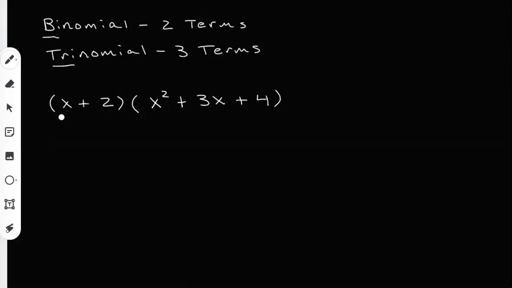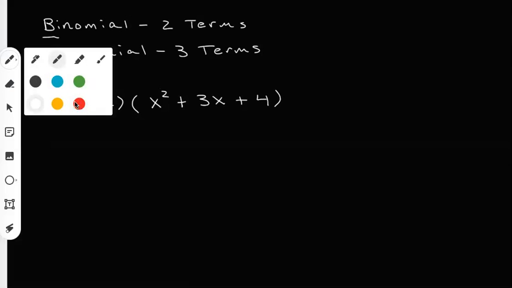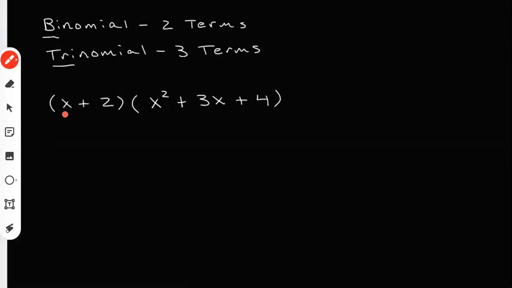So when we want to multiply these two polynomials together, what we're going to do is underline each term in the first polynomial. I'm going to underline the first term, the x, in red. What I'm going to do with the x is multiply it by every term in the next polynomial. I'm going to multiply it by the x squared, I'm going to multiply it by the 3x, and I'm also going to multiply it by the 4.